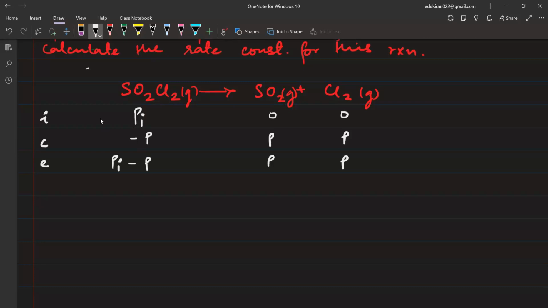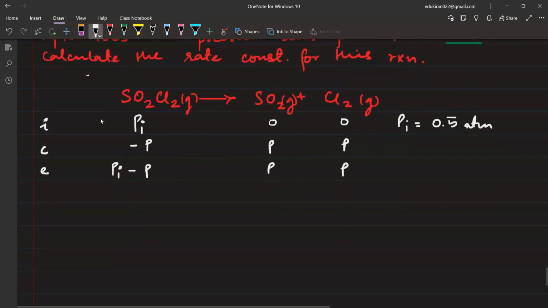Now Pi is equal to how much? Pi is equal to 0.5 atm, जैसा कि इन लोगों ने बताया हुआ है, right? देखिए 0.5 atm. उसके बाद उन लोगों ने क्या बताया हुआ? टोटल प्रेशर आफ्टर 100 सेकेंड्स. This is t equal to 0, this is t equal to 100 seconds. 100 सेकेंड्स के बाद कितना हो जाएगा टोटल प्रेशर?